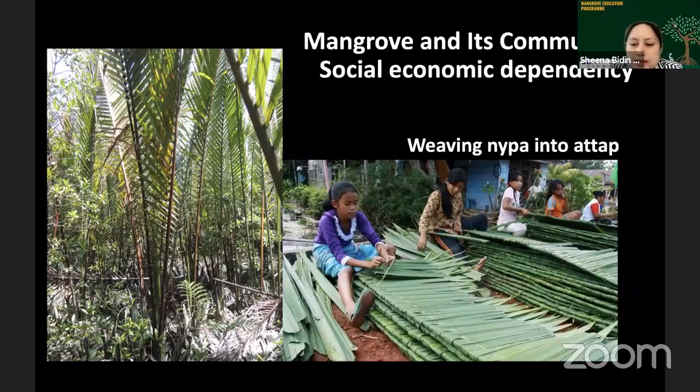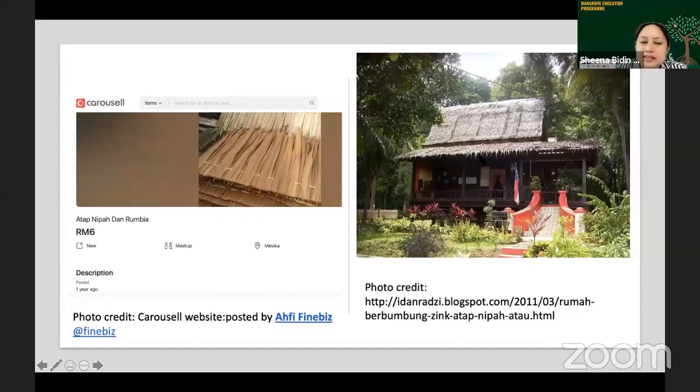How about this? Have you been to a house with atap nipa? I'm sure a lot of you are familiar, yeah? You weave nipa into atap. So the trees from the mangrove forest, you can actually weave them into atap. Can you see the picture here? It's actually the roof. The roof is made from atap nipa, so it comes from mangrove trees. The local communities weave it to make it into roofs.